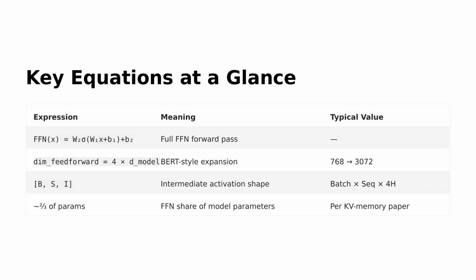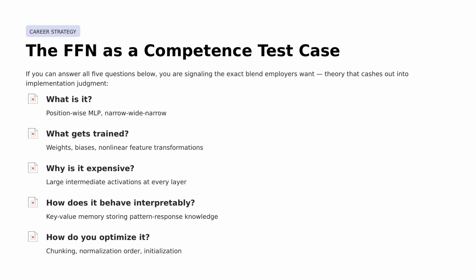Here's a quick summary of the key FFN equations. The full feed-forward pass is W2 applied after a nonlinearity on W1 times X plus B1, then adding B2. In BERT-style models, the feed-forward dimension is typically 4 times the model width, for example, 768 expanding to 3072. The intermediate activations have shape batch by sequence by hidden expansion, and notably, the FFN often accounts for about 2/3 of total model parameters.